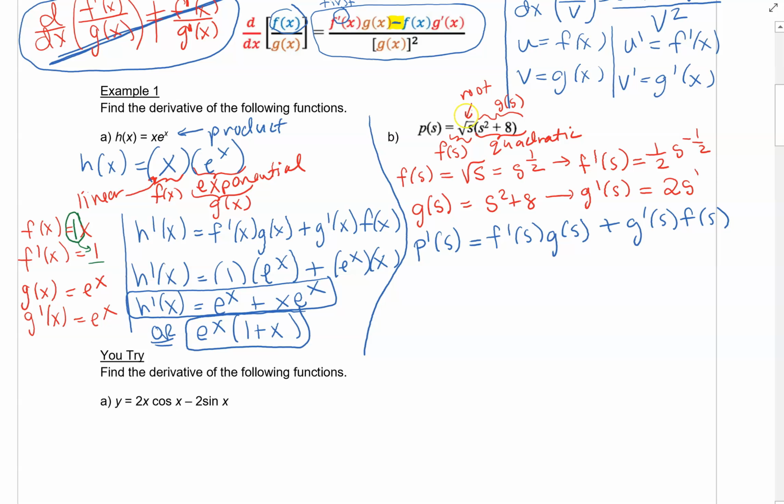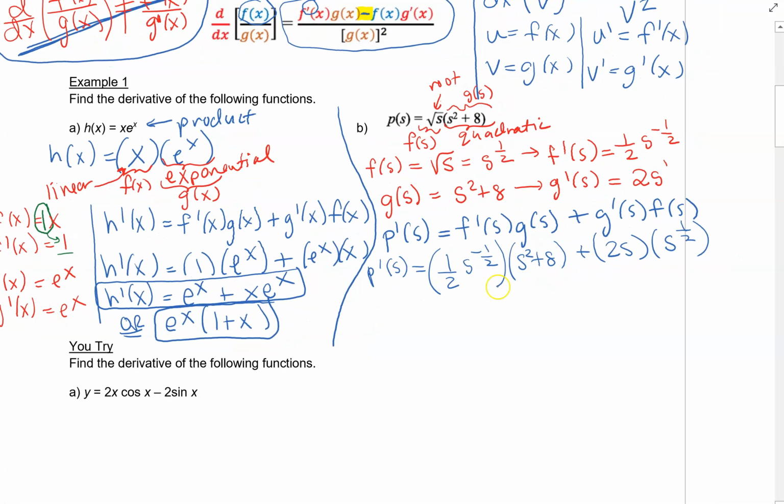So, because it's derivative of the first times the second plus derivative of the second times the first. So then if I plug everything in that I have, that would be 1/2 s to the -1/2 times s squared plus 8 plus 2s times s to the 1/2. I'll leave it in exponents for now, and then I'll switch it to radicals. Okay, so this is the derivative I get. And there's two ways that you can simplify this. And I think the book shows both as well. But it is important that you do know how to simplify it in both of these ways.